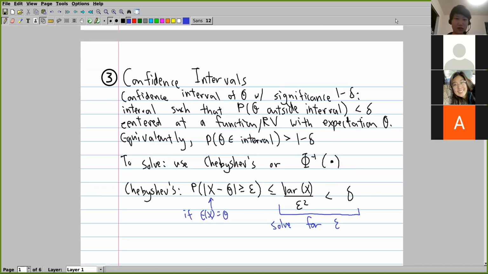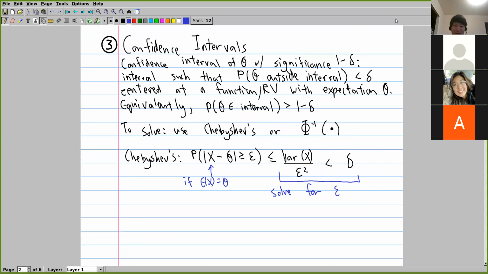Okay, then I'll move on to the next part, defining what a confidence interval is. A confidence interval is always about trying to estimate something. The thing we're trying to estimate, I'm just going to call it theta here, and it's going to have significance 1 minus delta.